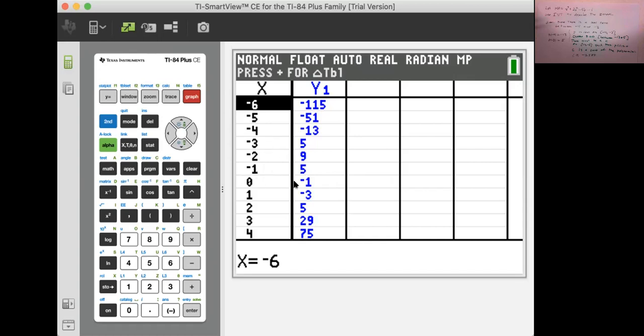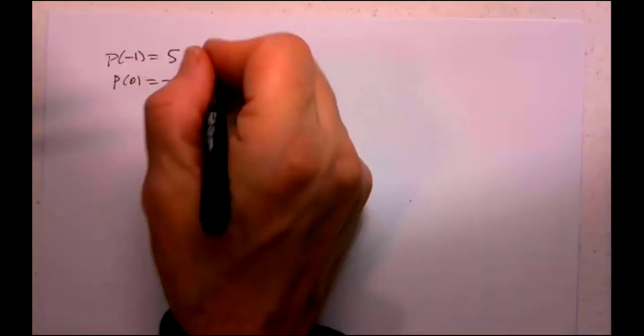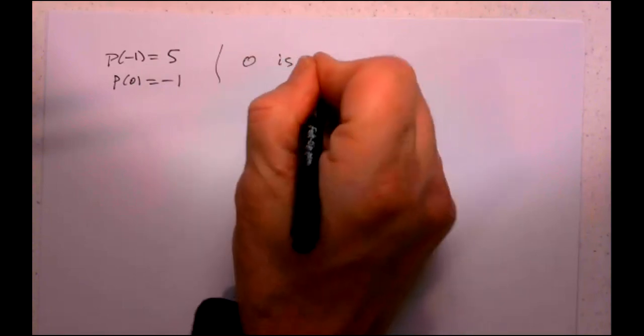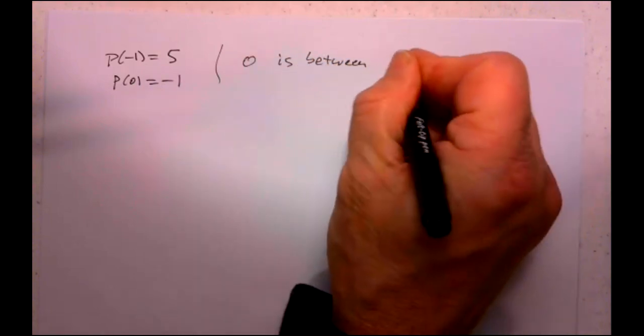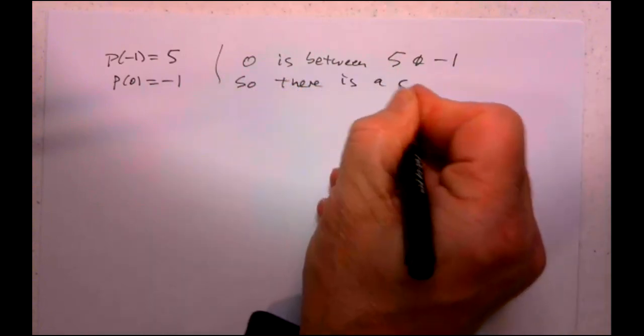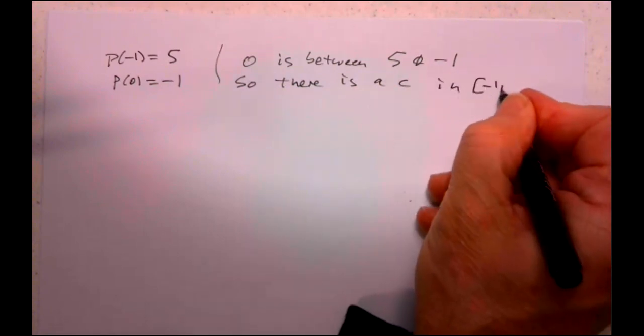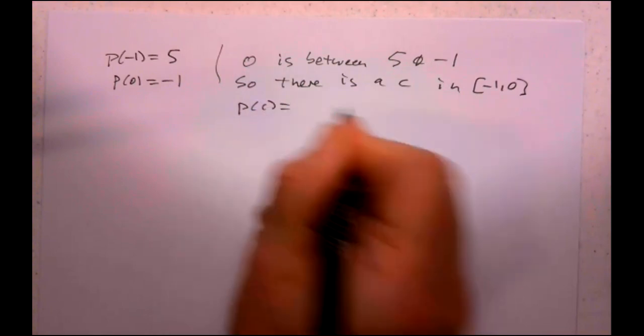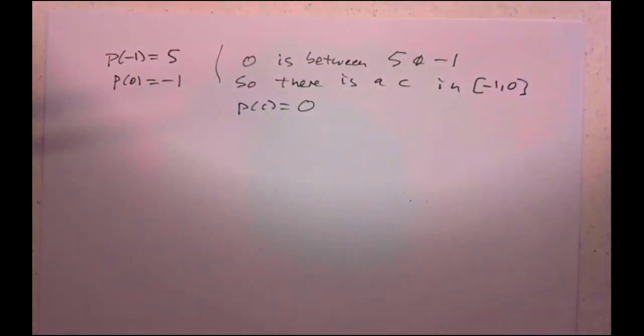What else happens between -1 and 0? You see P of -1 is 5. And P of 0 is -1. So let's look at that. Choose any number between 5 and -1. So 0 is between 5 and -1. So there is a c in the interval from -1 to 0 such that P of c equals 0. So that's the second 0 that we have.